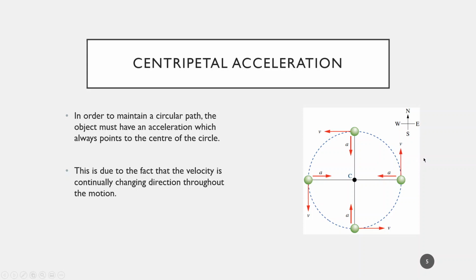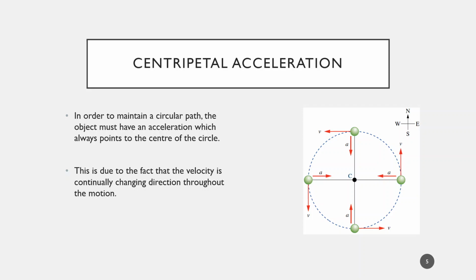All right, now we're going to talk about the acceleration of the object. So you've got to remember, Newton's first law says an object will remain in a constant state of motion unless acted upon by a non-zero net force. What that means is that the object will either remain stationary or have a constant velocity unless acted upon by a non-zero net force.